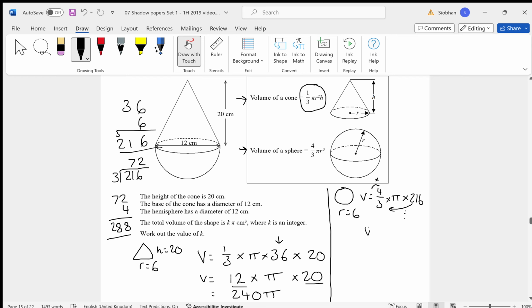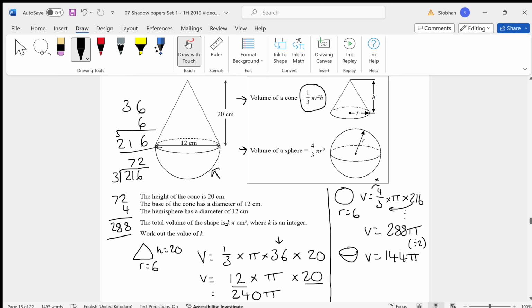So that means the volume is 288 pi. However, it wasn't a sphere, it was a hemisphere. So all we need to do now is to work out the volume of the hemisphere. So we just need to divide the top answer here by 2, so 144 pi, because I divided that by 2.